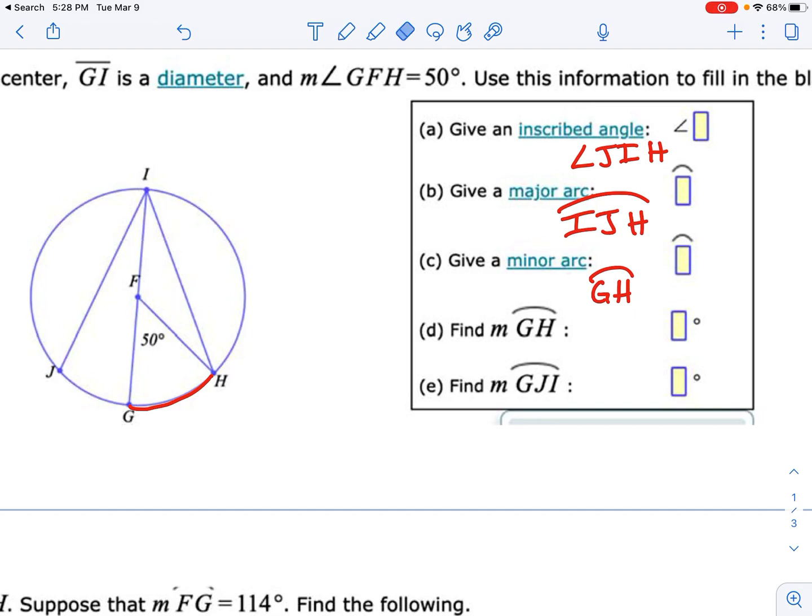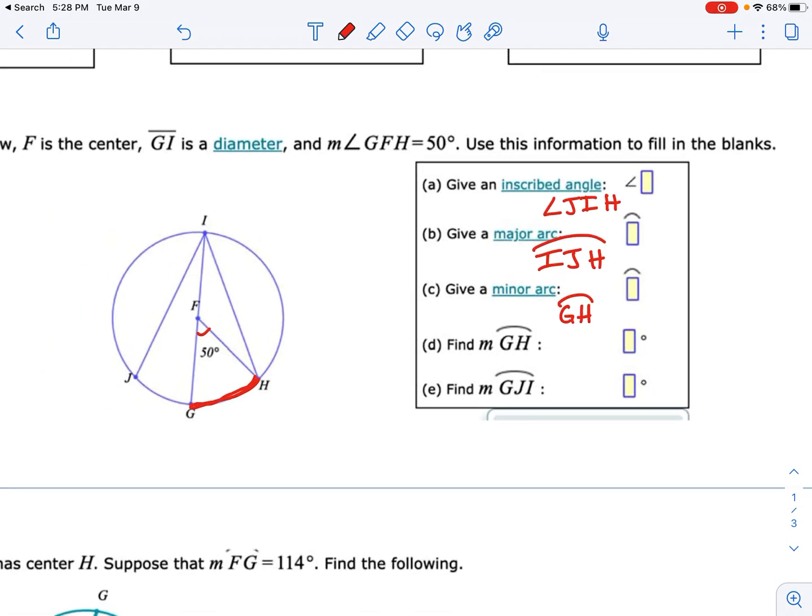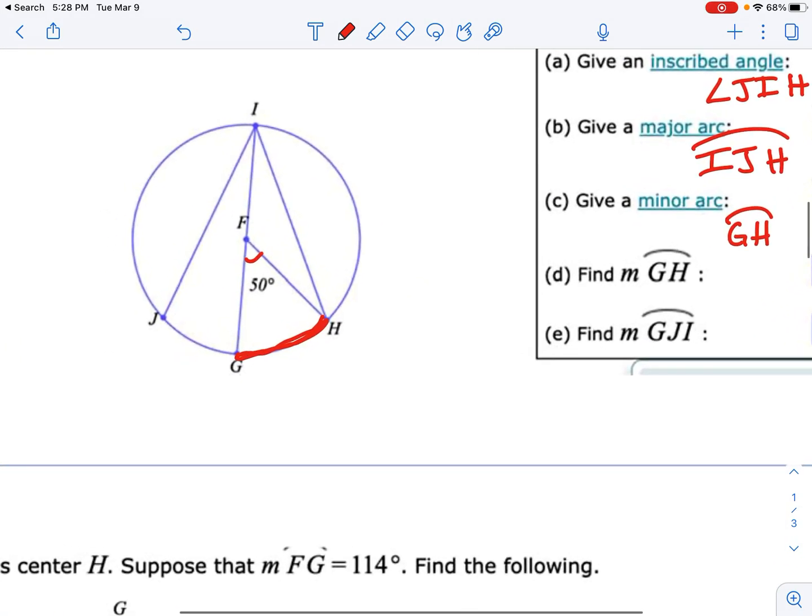Find the measure of arc GH is the next question. So we're trying to find that measure. Well, I know that the central angle is the exact same as my intercepted arc. So this would also be 50.